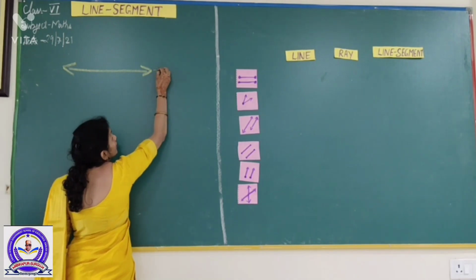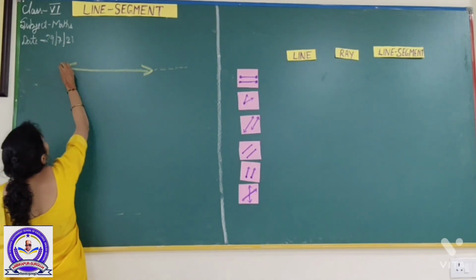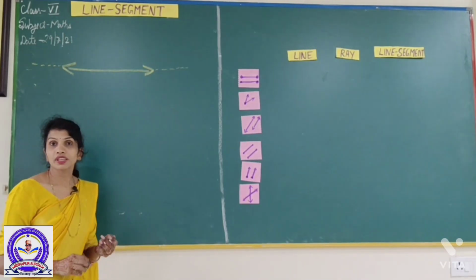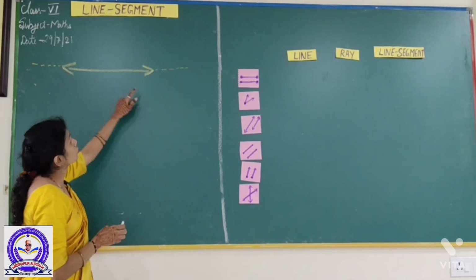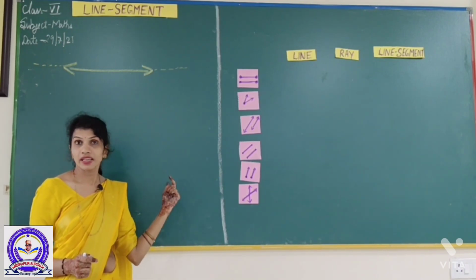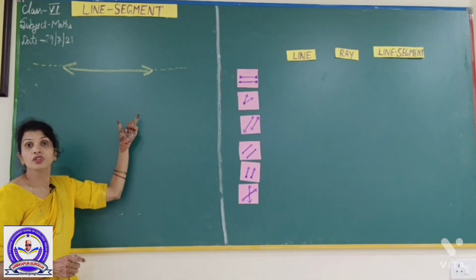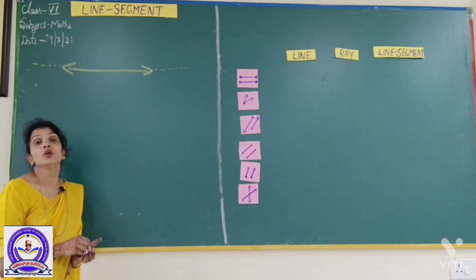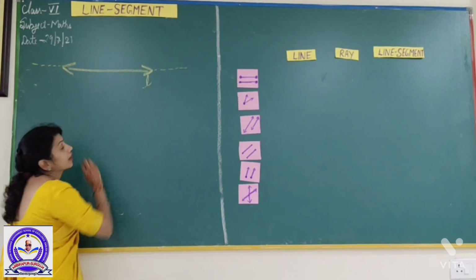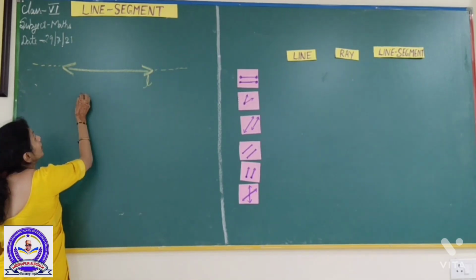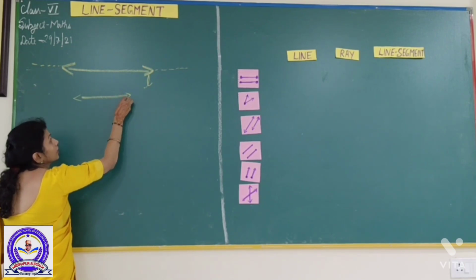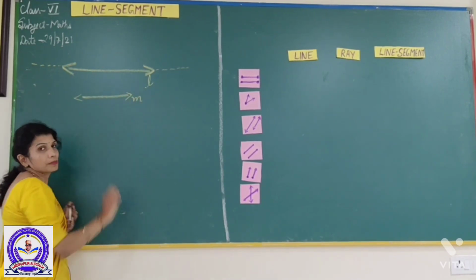The line can increase this side and it can increase this side also. By the arrows we show that it can extend endlessly in both directions, and we cannot measure it with the help of a scale. We represent this line by a small letter like L. I represent this by line L. If I draw another line, I can represent it by M.